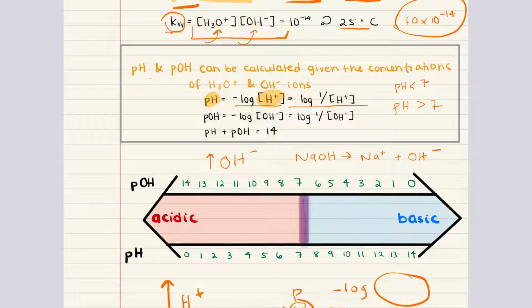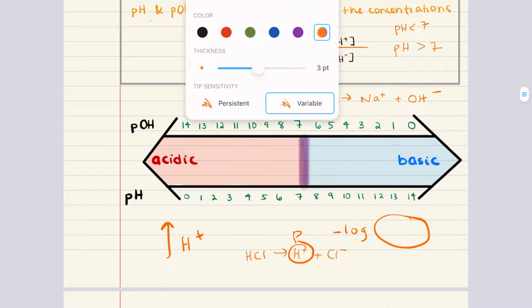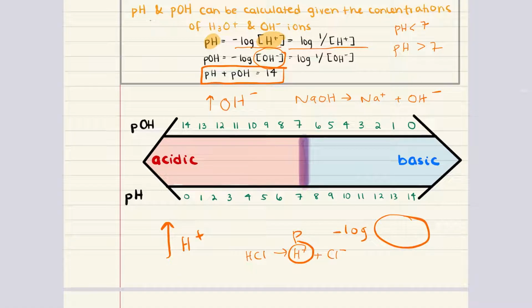The pOH is calculated using the concentration of hydroxide ions. So pOH is equal to the negative log of the hydroxide concentration. Now, the relationship between pH and pOH is that the sum of pH and pOH is equal to 14. This is really important to remember. Now, a direct consequence of this is that when pH increases, pOH decreases by the same amount. Now, let us summarize a couple of points here.